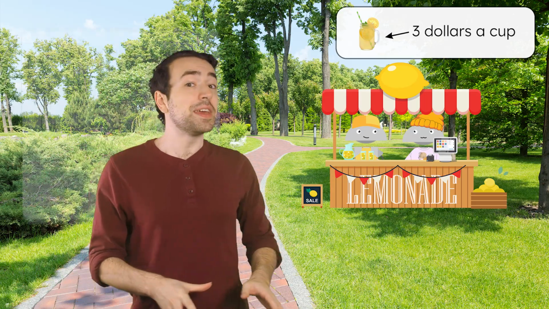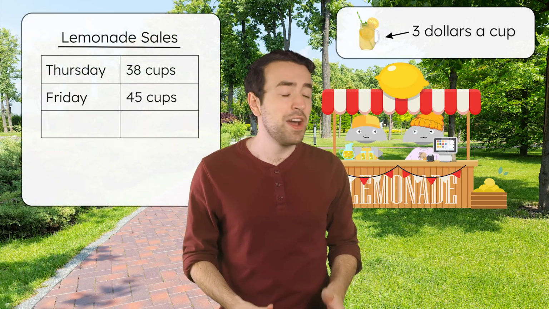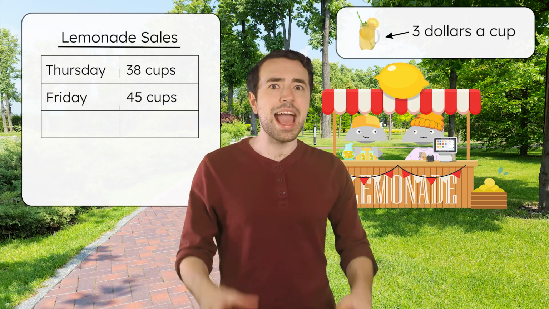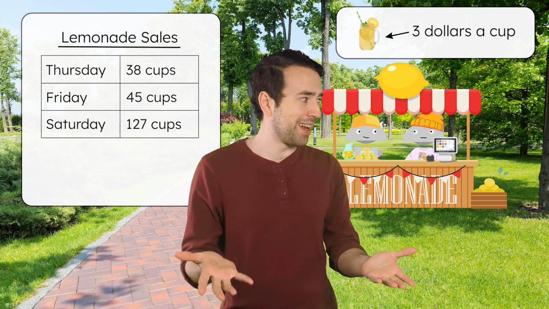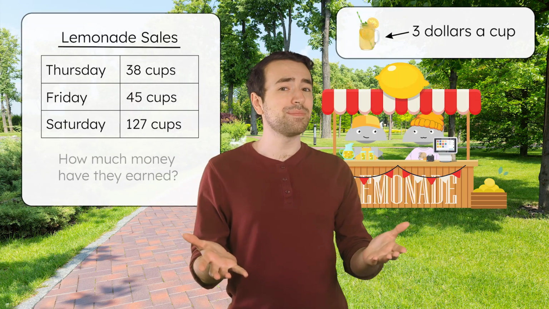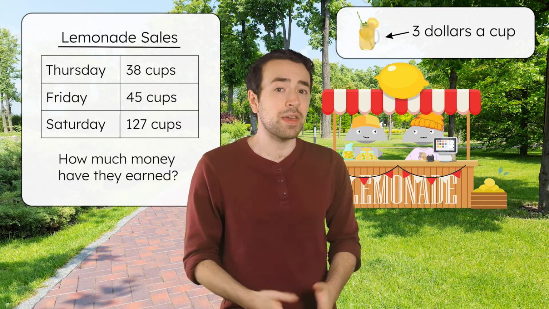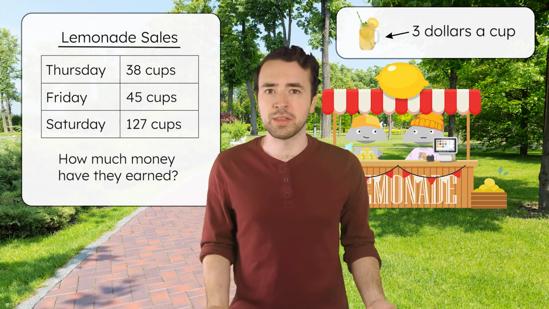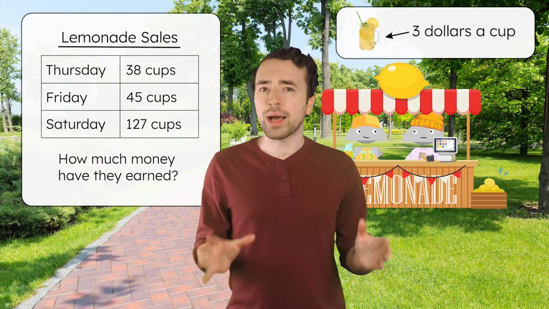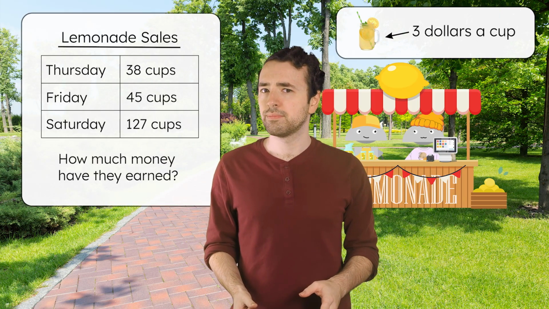Ren and Mia have been selling lemonade for $3 a cup, and they've been doing a great job. They sold 38 cups on Thursday, 45 on Friday, and 127 on Saturday. But they aren't sure how much money they've earned. Besides counting the money, which would take a while, how else could we figure out the total?